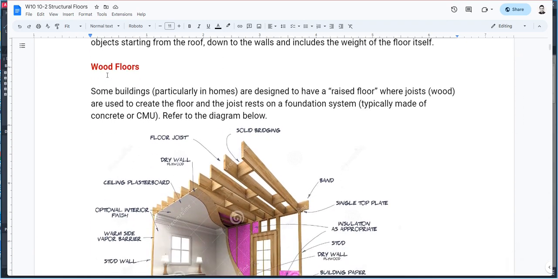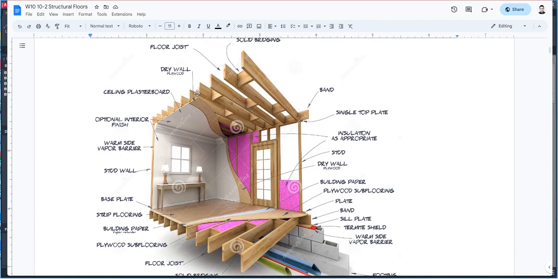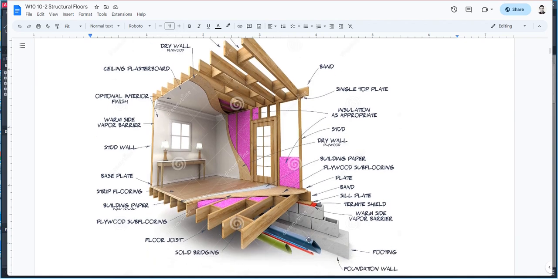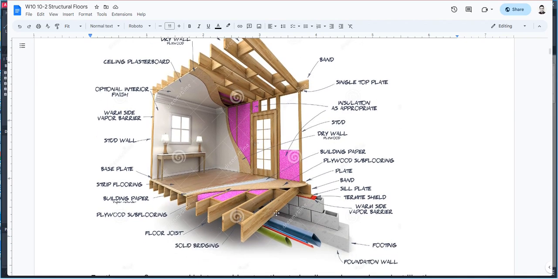So let's discuss wood floors first. If you have wood floors, you have a floor on the ground floor and an upper floor. Wood floors basically are the same, except that the first floor will be raised above the ground, and you would have the joists. These are called joists, right?